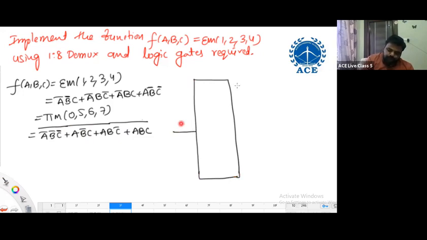Here we have one input and how many outputs? 8 outputs.